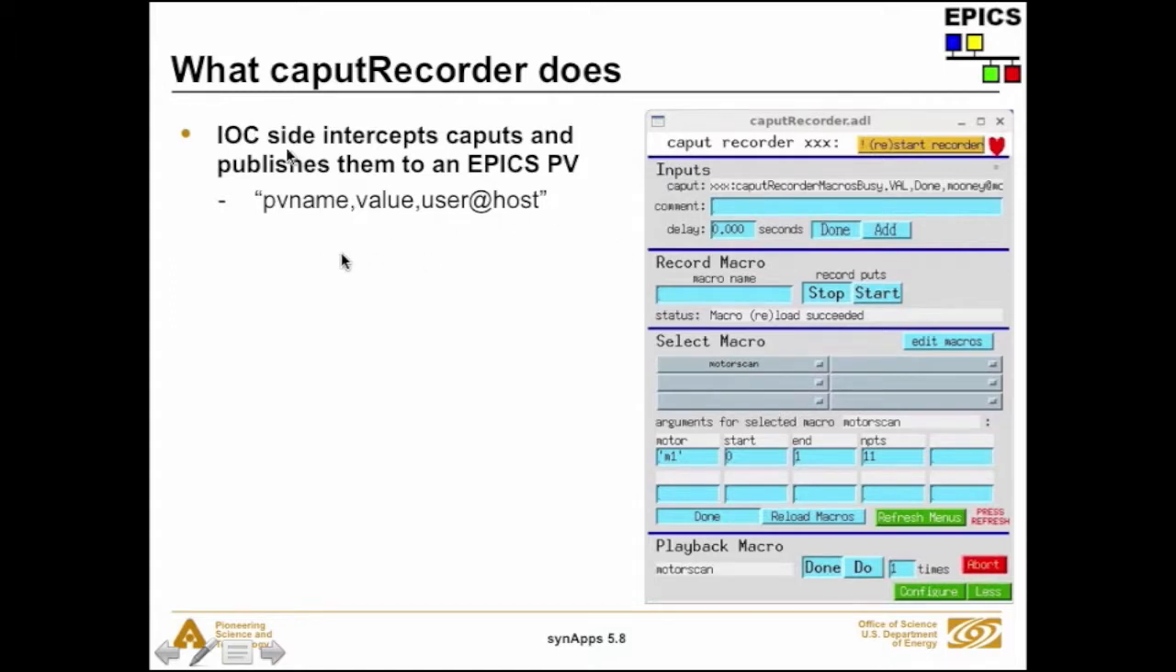So how this actually works is that the IOC side intercepts caputs and it publishes them to an EPICS PV. And the way that works is through access security. That capability already existed in EPICS. Every caput that comes in from outside the IOC, and only outside the IOC, goes through access security, and the idea of it is to decide whether or not the user has permission to do that caput in the first place.